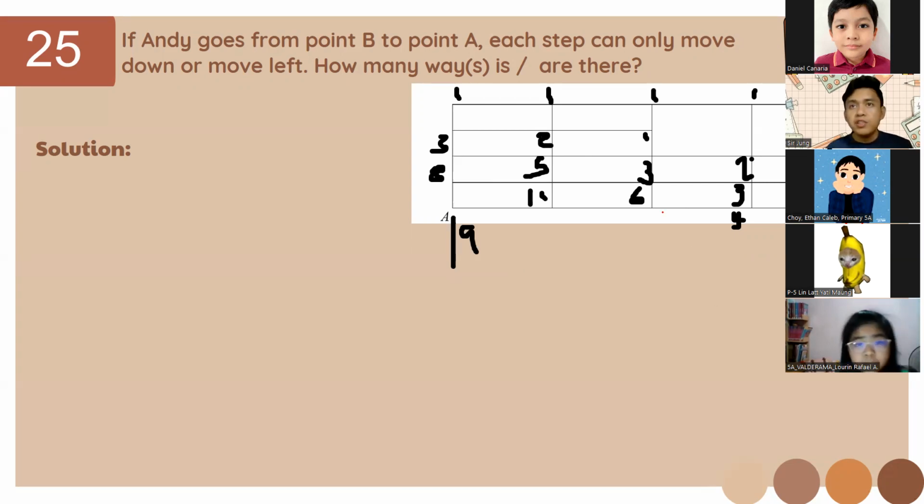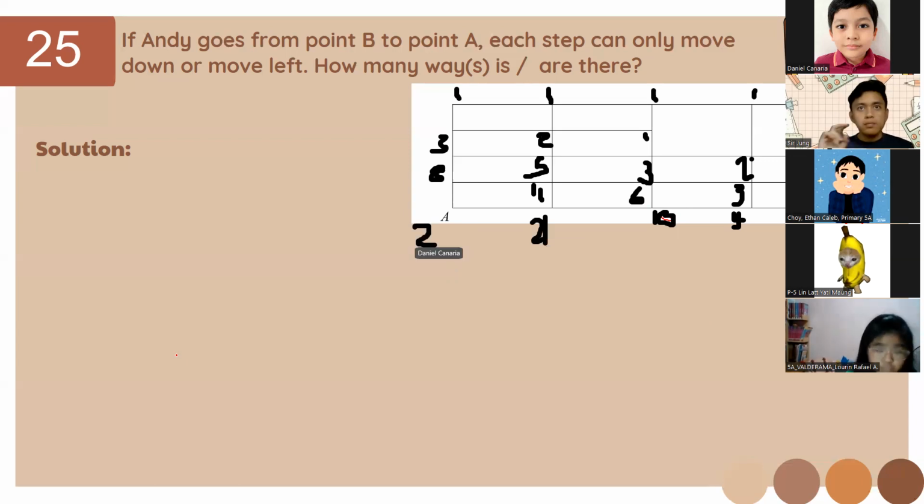I think you're missing something here. 10. Oh, sorry, 10. So it's not 19. We add 10 here, and then there. 5 and 6 becomes 11. 11 and 10 becomes 21. And then 21 and 8 becomes 29.